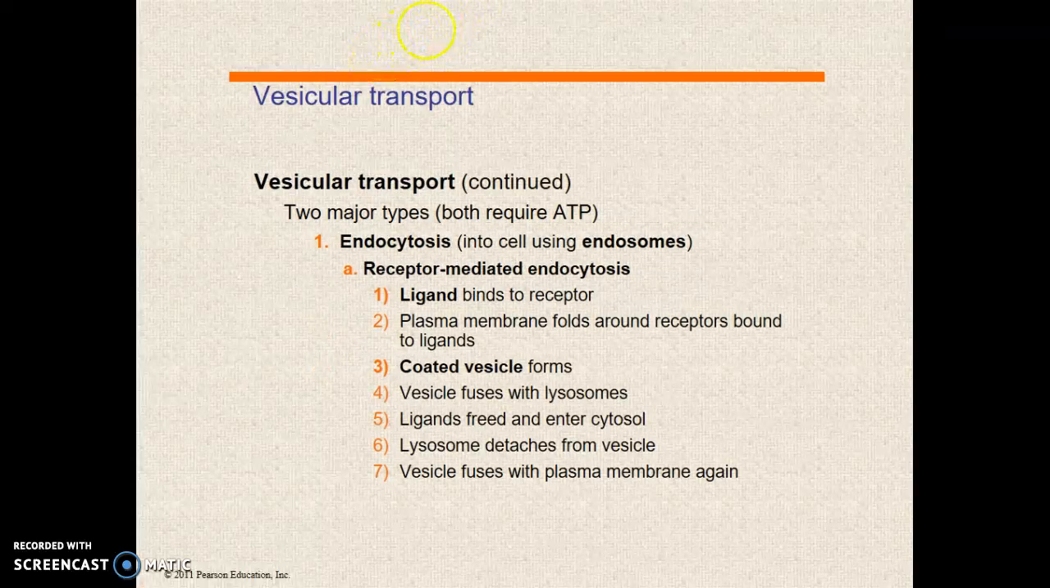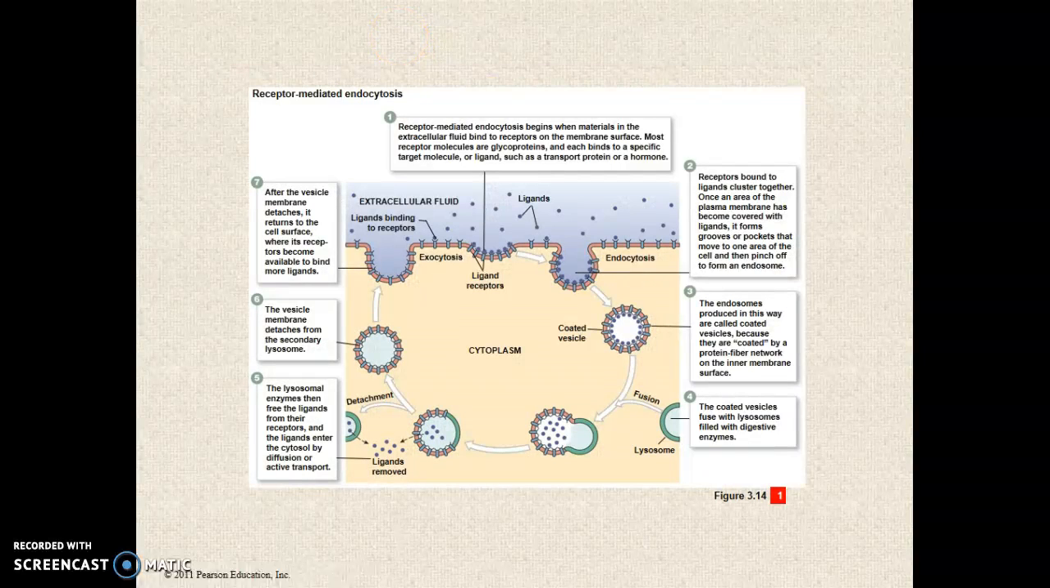Endocytosis may require a receptor. This would be receptor-mediated endocytosis. Now, a ligand is just a molecule. So the molecule binds to the receptor. There are many receptors in a certain area of the membrane, and it kind of folds in or invaginates, forming a vesicle. The vesicle will fuse with a lysosome, and the lysosome will allow these molecules to be freed and enter the cell. This whole process, you can pause the video here and read through this entire process.